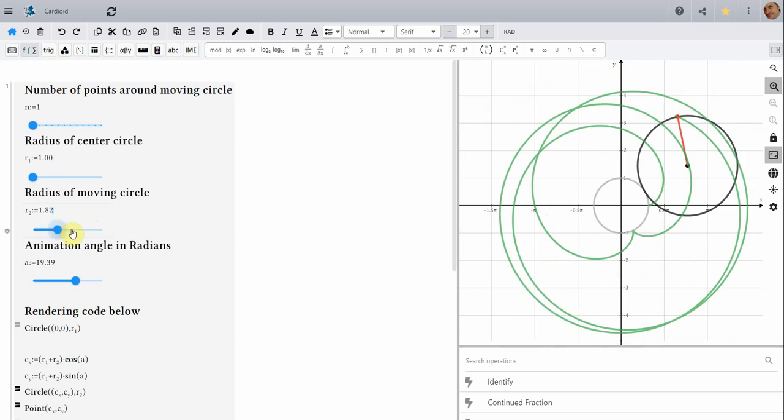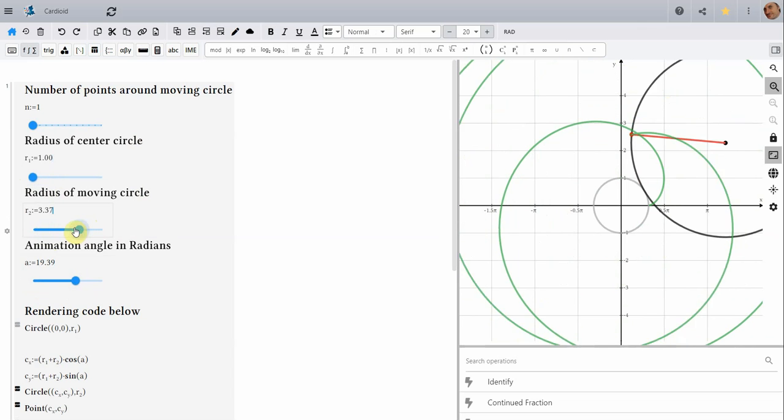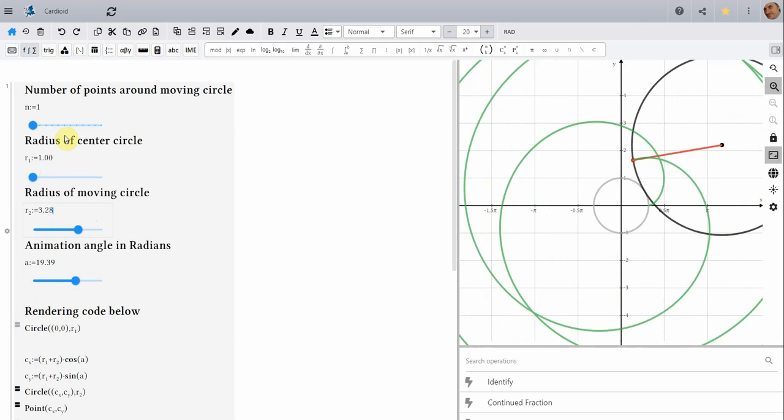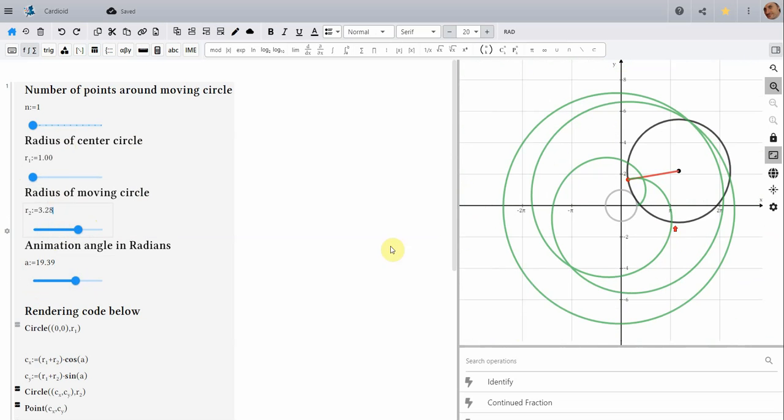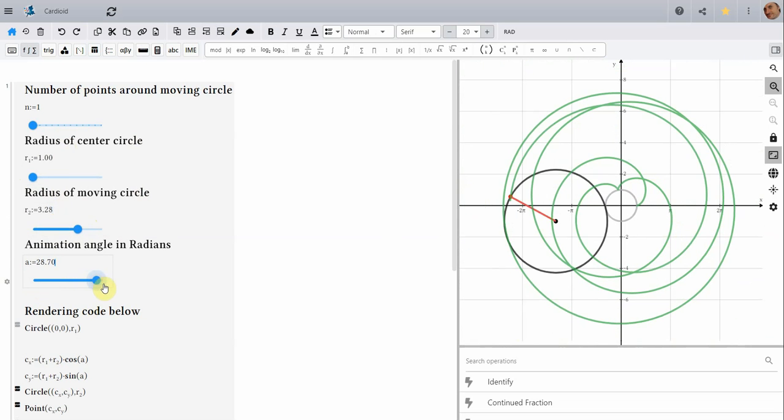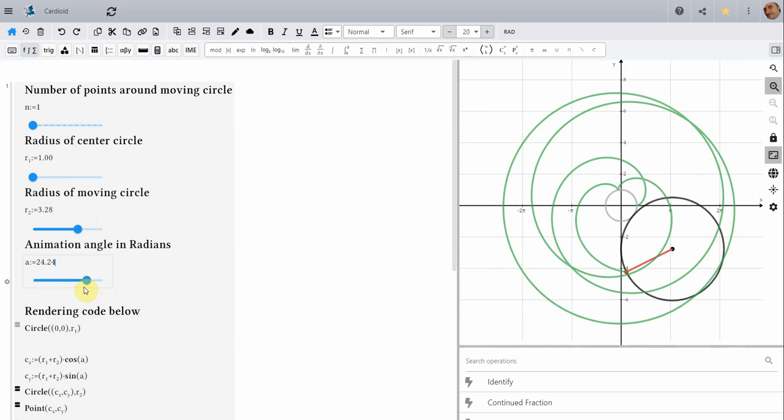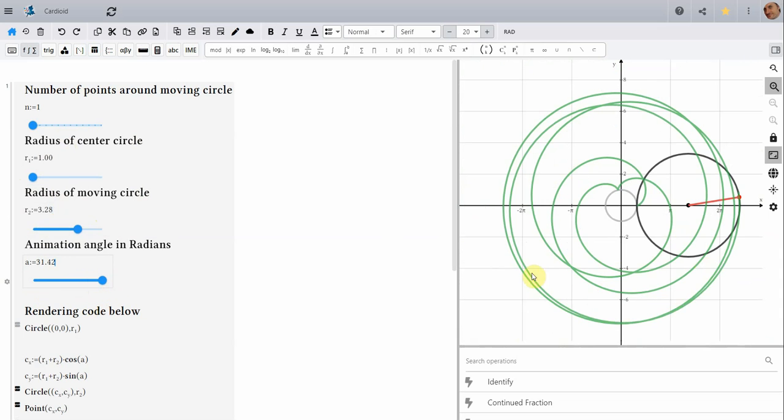So for instance, if I just drag out some arbitrary values, so 1 for the inner circle and 3.28 for the outer circle, then we start getting these loops that come around, and we see an interesting pattern. The other thing that I added here is the number of points that we draw along on this moving circle.